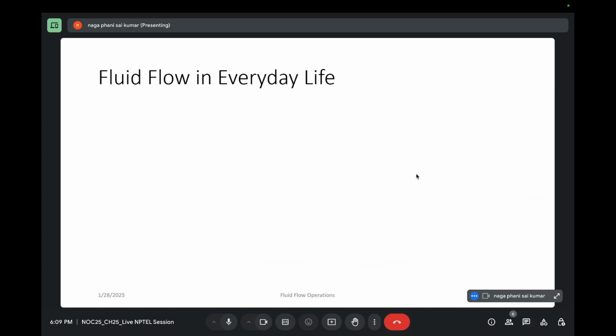Anyone? You can type them in the chat box as well. Give me examples of fluid flow which you see in day-to-day life. Fluid can be liquid flow or what? Gaseous flow. Yeah.